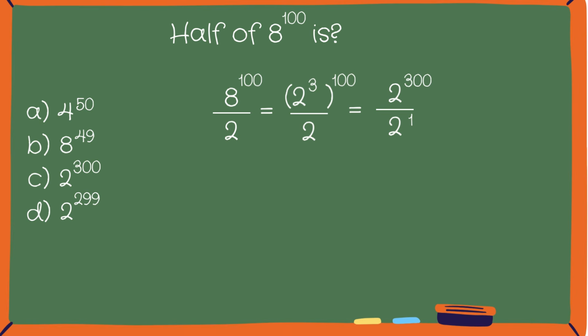It's understood. What do I have now? I have the division where the bases are the same and the exponents are different. When I have division of the same bases, I repeat the base and subtract the exponents. Then this will be equal to 2, the same base, raised to the difference, 300 minus 1. This gives 299. Answer, letter D.